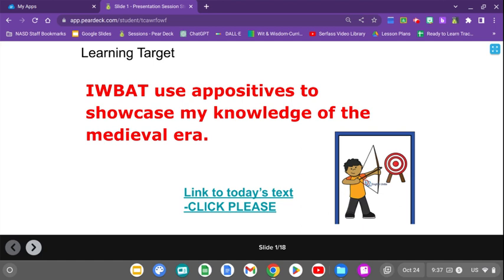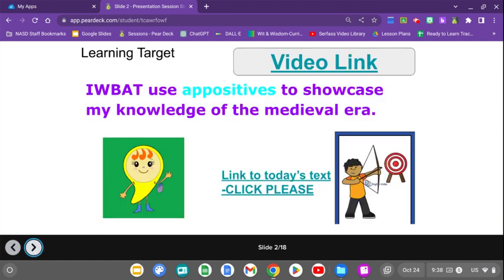Welcome back. I will be able to use appositives to showcase my knowledge of the medieval era. Slide 2, class. So the colors changed, but the target has remained. That's right. We are using appositives to show off additional information that we've been able to learn in this medieval unit. Please go to slide 3.